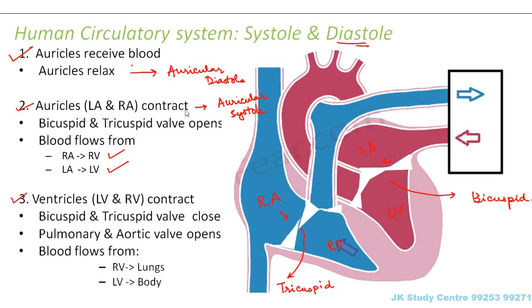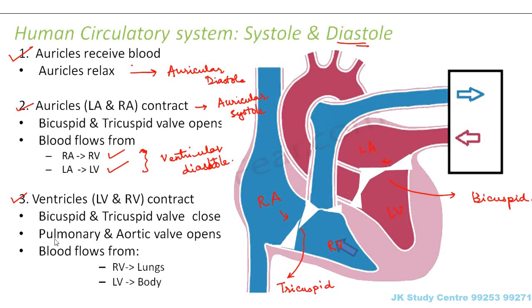But at the same time, in the same step, when the blood is flowing from the right auricle to the right ventricle, what is happening to the ventricles? The ventricles are actually relaxing because the ventricles are getting blood. So this is also known as ventricular diastole, because the ventricles are actually relaxing while receiving blood from the auricles. Now in the next step, what happens? The ventricles contract because now the ventricles are filled with blood and the bicuspid and the tricuspid valves close. So all the blood gets collected in the right ventricle and the left ventricle.